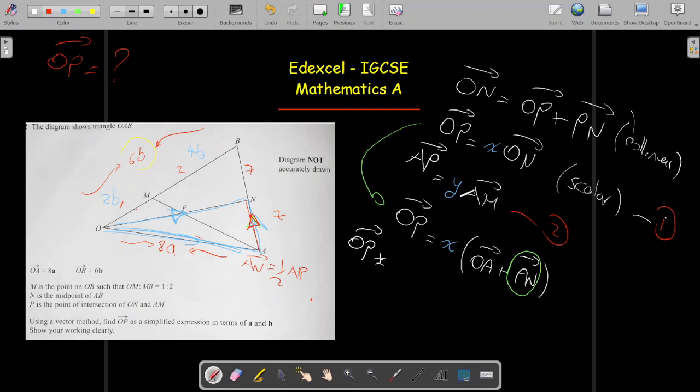So it means that the OP as a vector is equal to my scalar value, and I'm keeping the color coding so you pay attention with me, multiplied by the OA vector plus, not AN anymore. I'm going to replace the AN with the vector AB, but it is equal to half. Sorry, I forgot to add the half. Plus half AB vector.